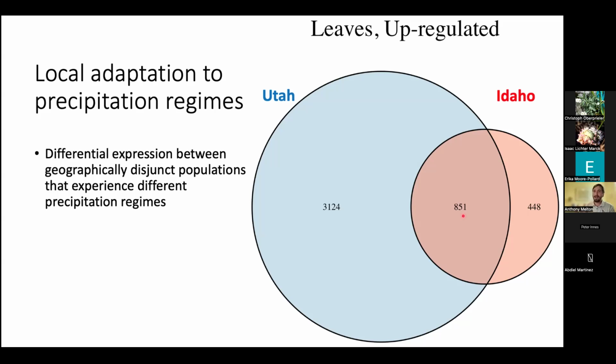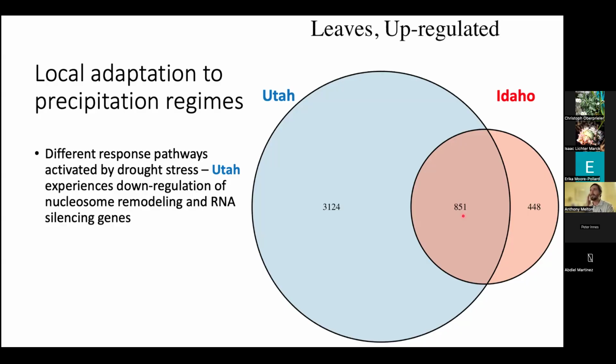Now, when we look at what types of genes are getting up and down regulated, there's quite a few that you would expect, things that function in drought stress, heat stress, different osmotic regulatory pathways. But when we looked at Utah, we saw that there was quite a few genes that function in epigenomic processes, epigenetic processes like nucleosome remodeling and RNA silencing. And so these were getting downregulated in the Utah seedlings, but they weren't getting downregulated in the Idaho seedlings.